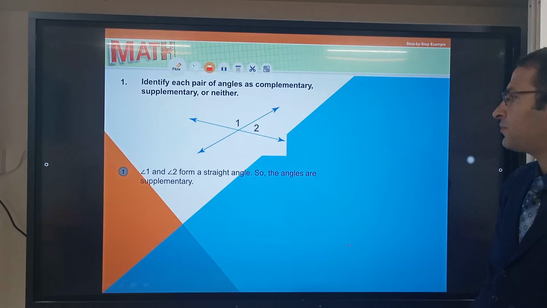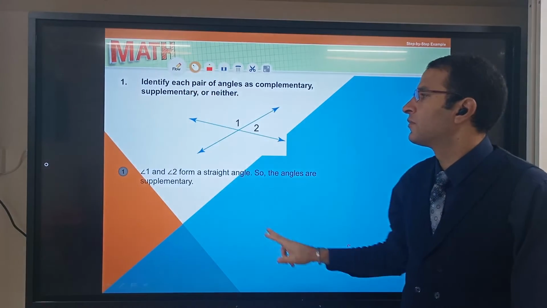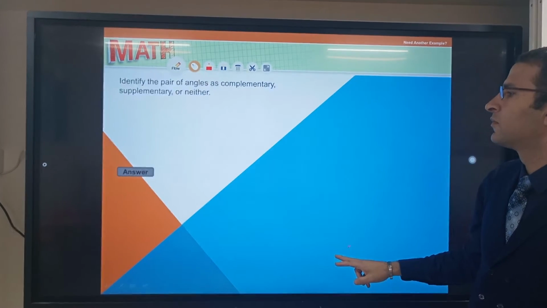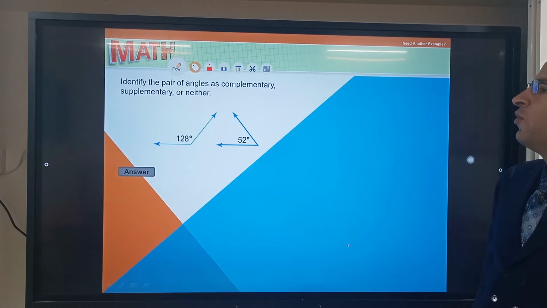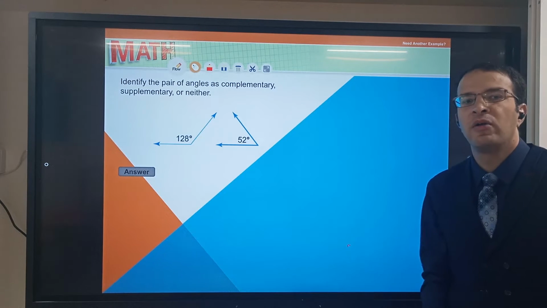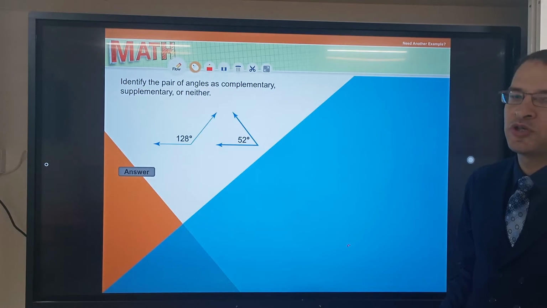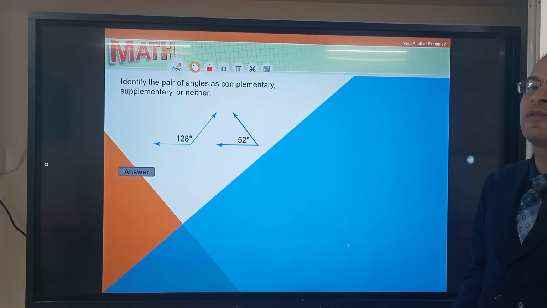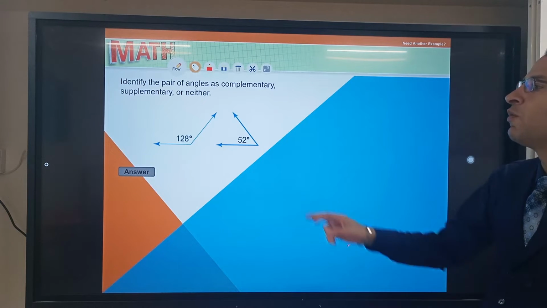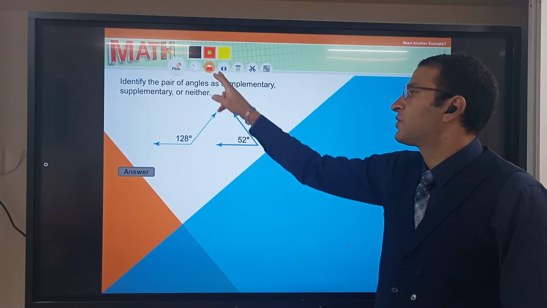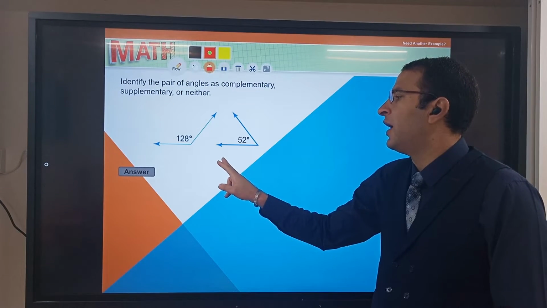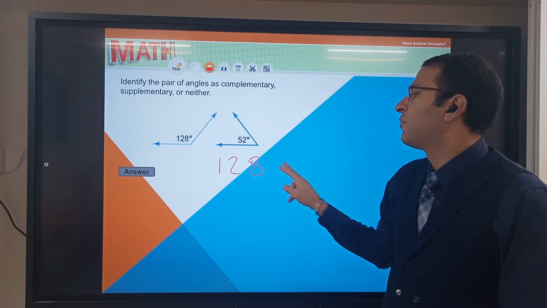The next. Here we need to know the relation between these two angles. He gives me a couple of angles, whatever the measure, so I need to know the type of angle. What will we do? We will get the sum. So the sum here is equal to what? I will add 128 plus 52.